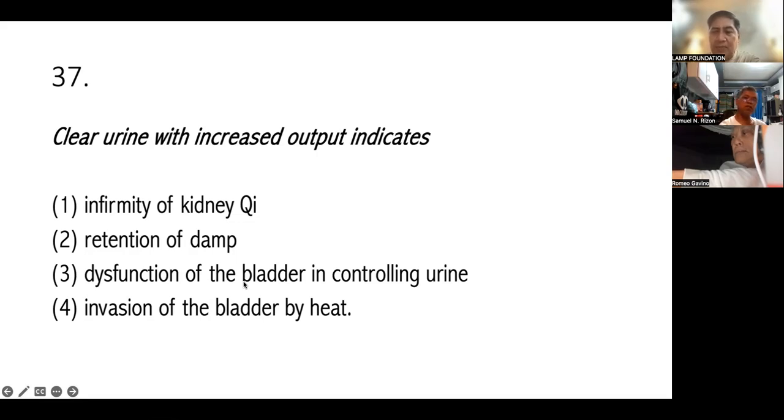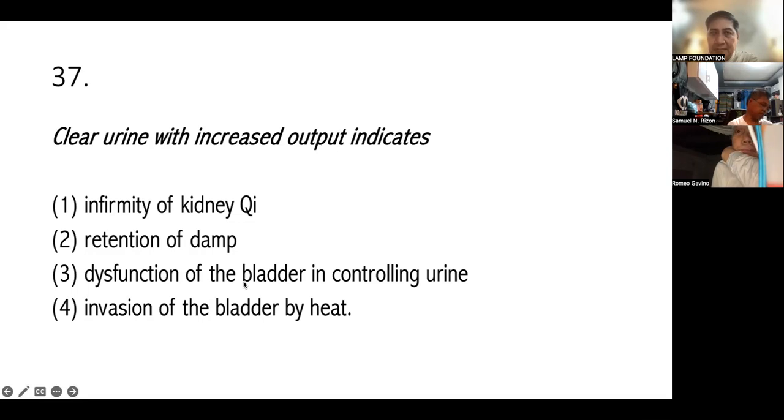Ano yung gagawin mo? Kasi sinabi mo, infirmity of kidney chi, and we all know that the kidney chi has something to do with the ability of the bladder to control urine, di ba? So anong gagawin mo? Can you give us a sample treatment? So definitely you would like to improve the kidney chi, right? Codify the kidney chi po daw. Okay, like how are you going to do that?